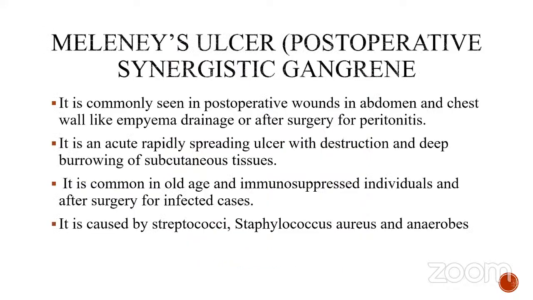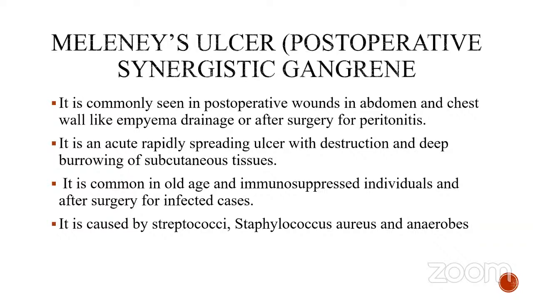Next is Meleney's ulcer. Meleney's ulcer is also called postoperative synergistic gangrene. As the name indicates, it originates from a postoperative wound. Especially in old age people, as well as in immunosuppressed people, there is a chance of a post-operative wound becoming gangrenous again, and that type of ulcer which originated from a post-operative wound is called Meleney's ulcer. It's commonly seen in post-operative wounds in the abdomen and chest wall, like empyema drainage or after surgery for peritonitis. So the most common location is abdomen and chest.